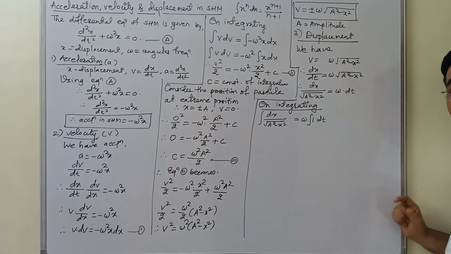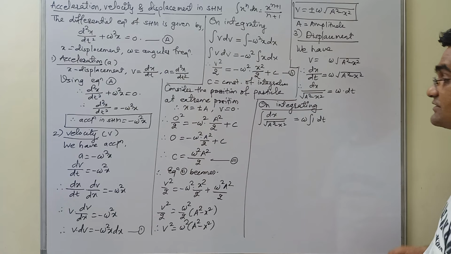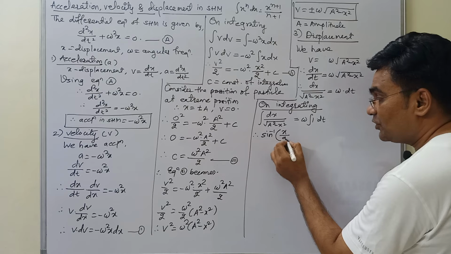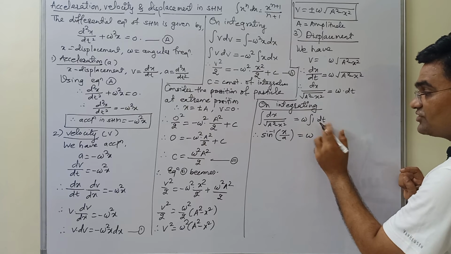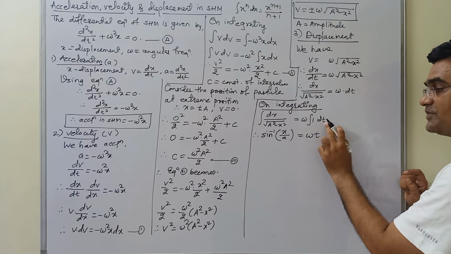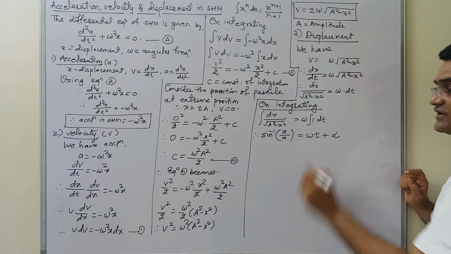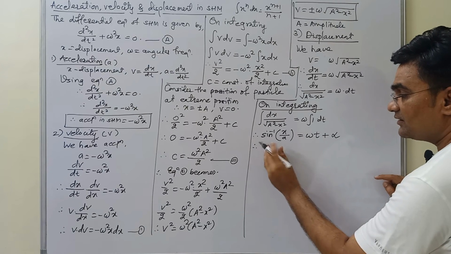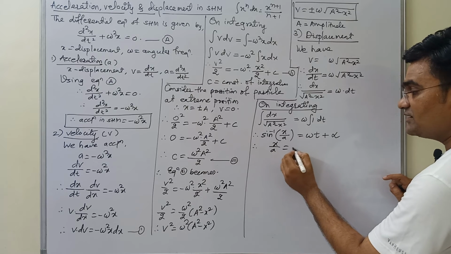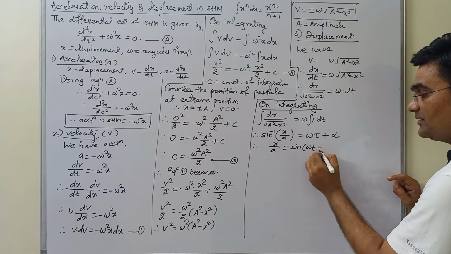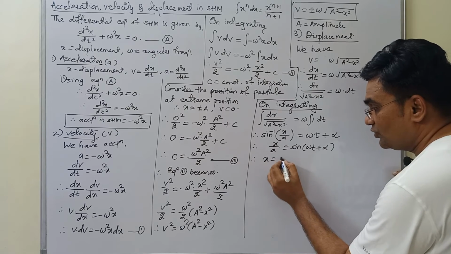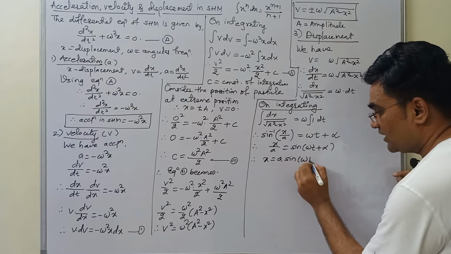So this is the standard formula. You should remember the formula for integration. This is the standard formula for integration, giving sine inverse of x upon A, equal to omega times the integration of 1 with respect to dt, which will be t, and the constant of integration is, say, alpha. So if I rearrange these terms, I will get x upon A equals sine of omega t plus alpha. So using this, I will get x equal to A into sine of omega t plus alpha.